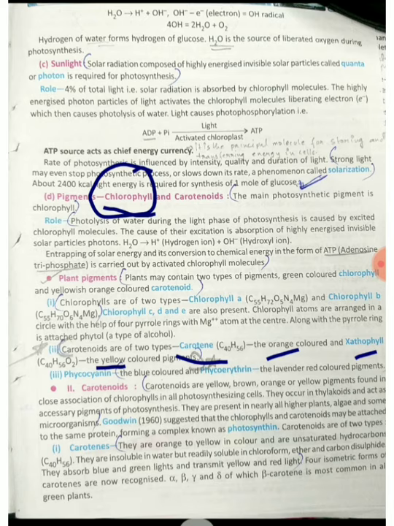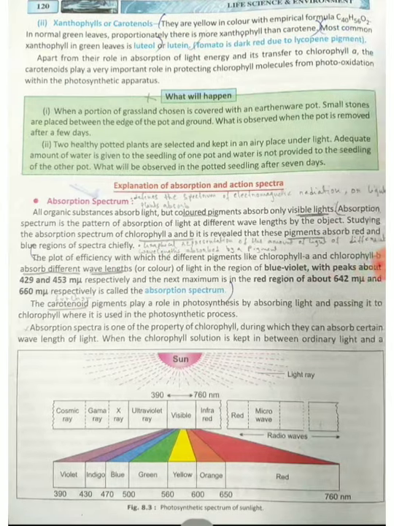Now the carotenes are accessory pigments. What do they do? They help in the process of photosynthesis. So the role of chlorophyll is very important in the process of photosynthesis. Now xanthophyll and carotene, as you already know, are yellow and orange in color, and they have specific formulas. In normal green leaves, proportionally there is more xanthophyll than carotene. After chlorophyll, the amount of xanthophyll is higher in plants as compared to carotenes.